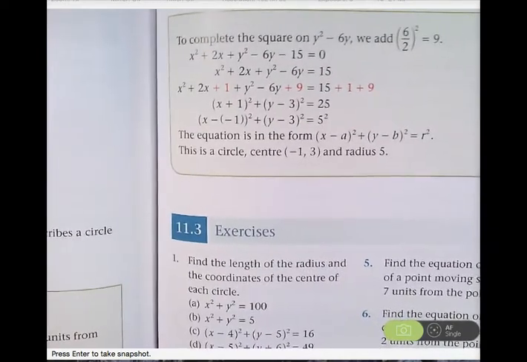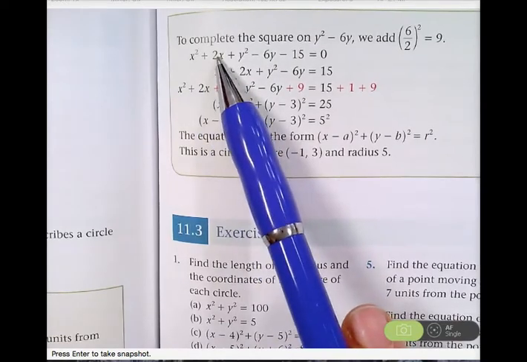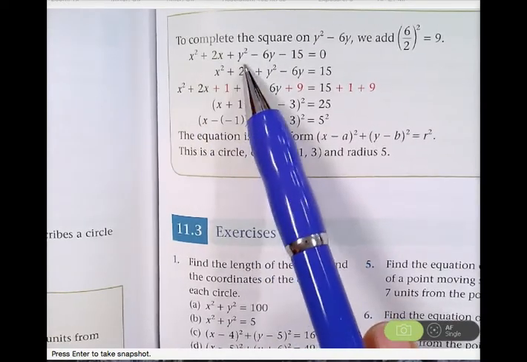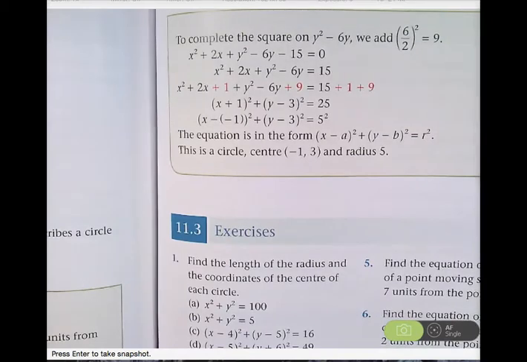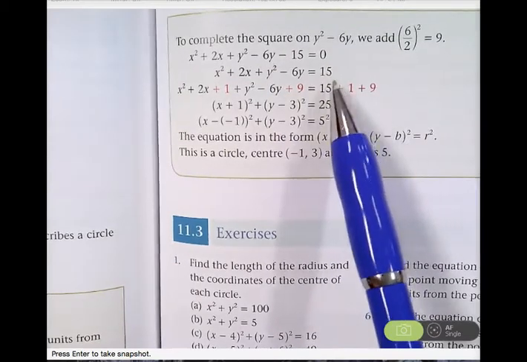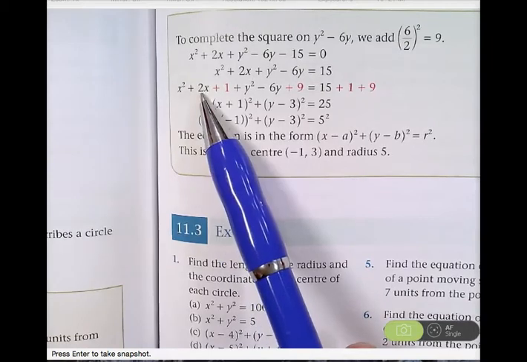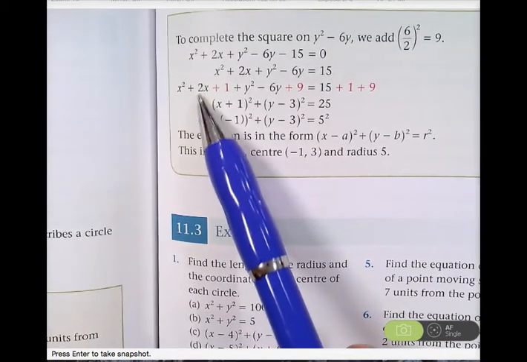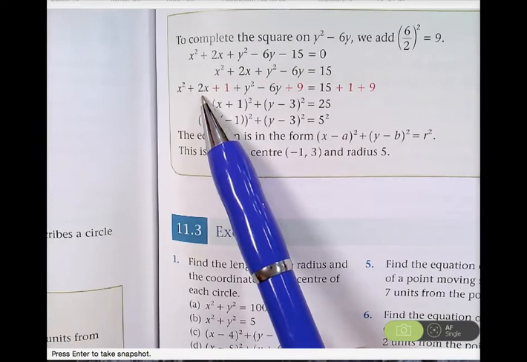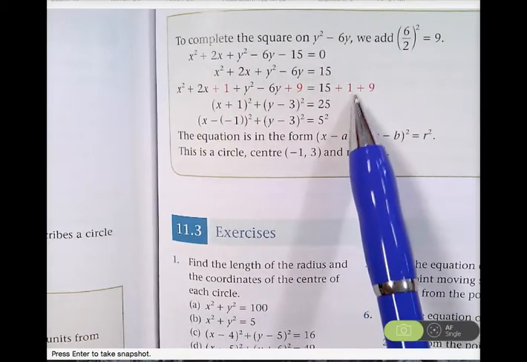Notice what they've done. They're trying to complete the square. We've got x² + 2x + y² − 6y − 15 = 0. They've taken the −15 over to make it +15 on this side. Then they've completed the square on the x² + 2x. What's the b here? It's 2. Aren't you supposed to halve the b and square it? Half of 2 is 1, and square it. So they're adding 1. Notice they've added 1 over here.